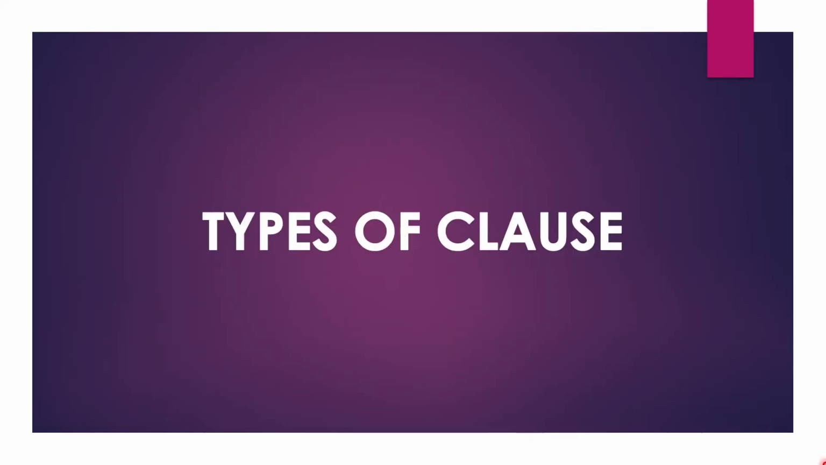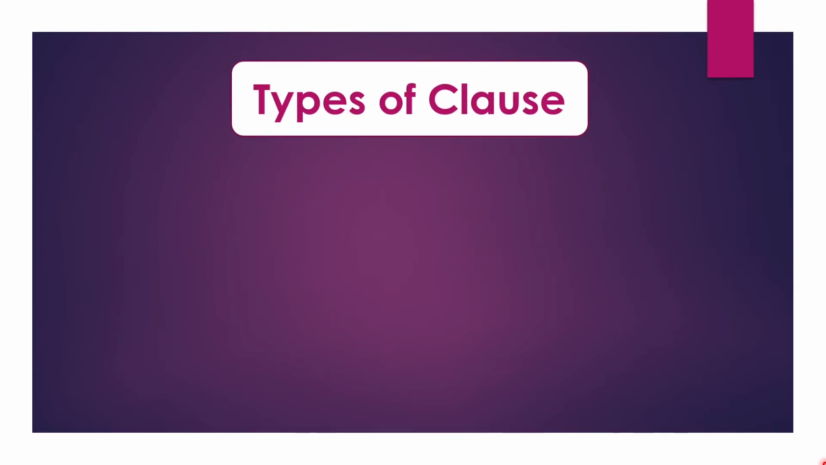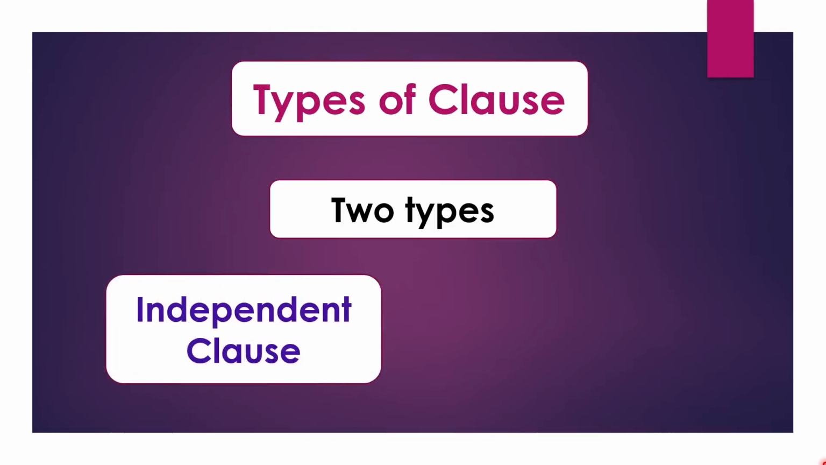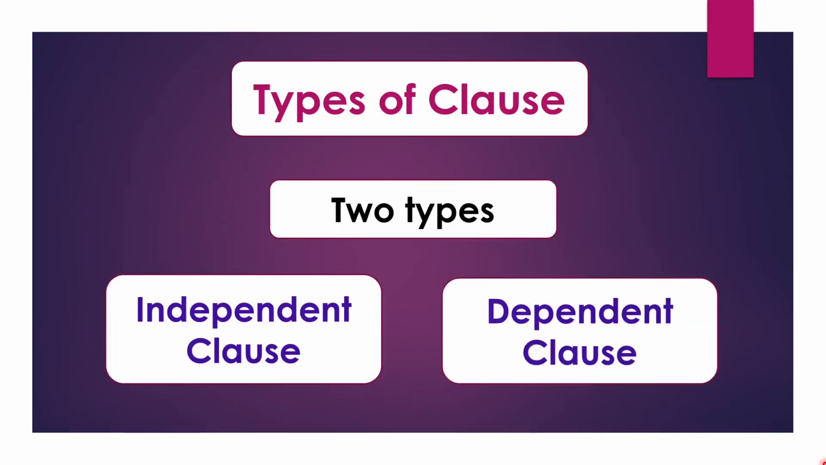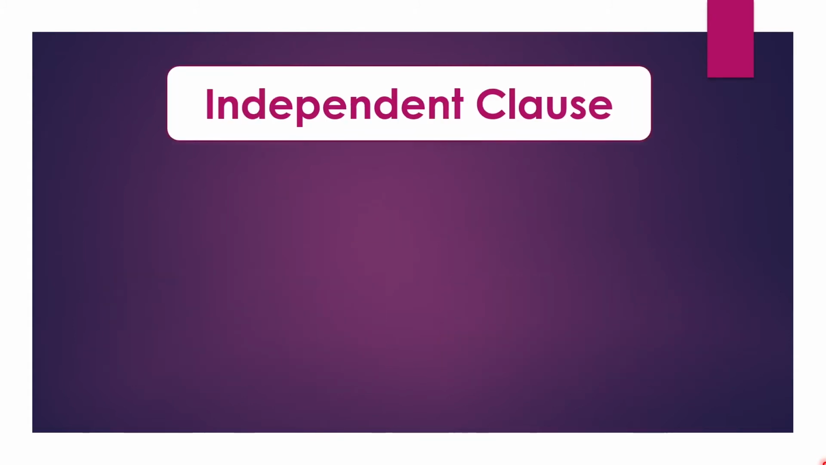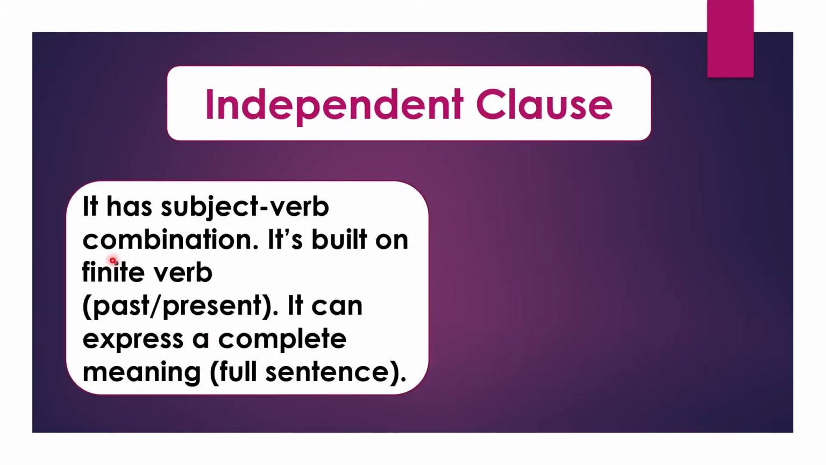Now let us know how many types of clauses there are. Clauses are actually of two types, independent clause and dependent clause. Now let's know what an independent clause is. It has a subject-verb combination. It's built on a finite verb. That means in an independent clause, you will get either the past or present form of the verb. It can express a complete meaning or it can work as a full sentence.